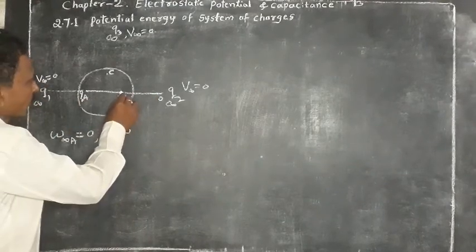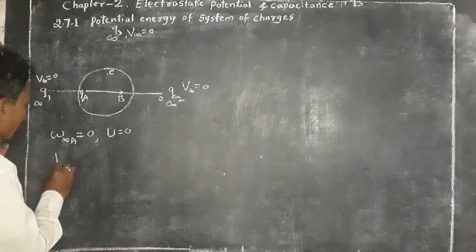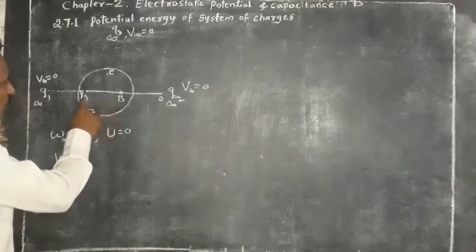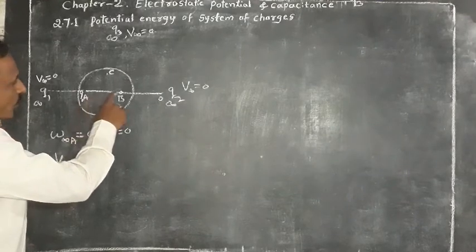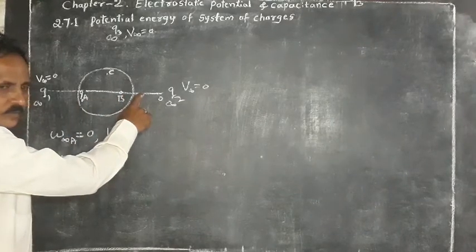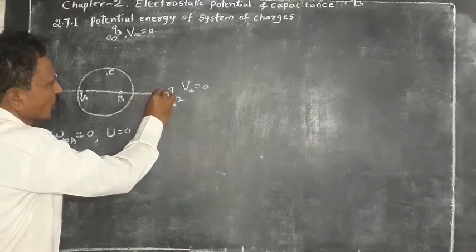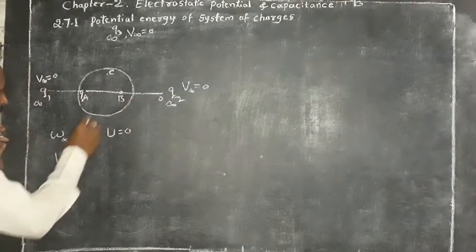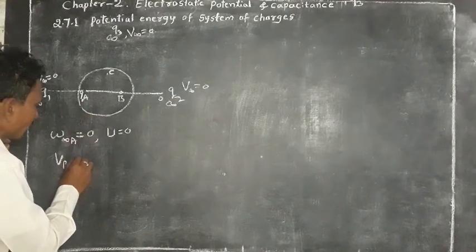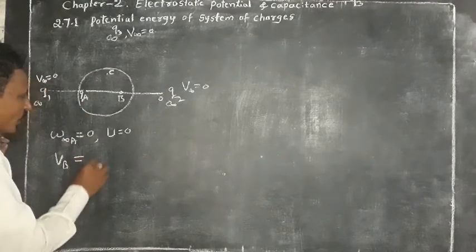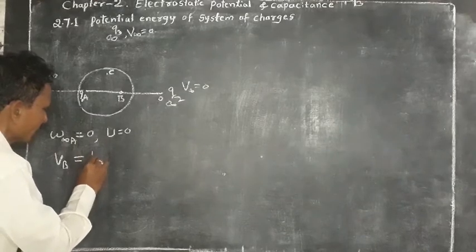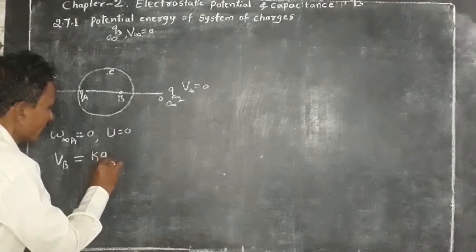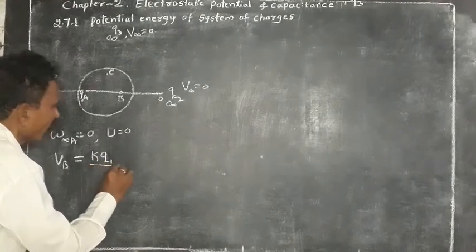And potential at B is Vb. Potential at B due to charge Q1 goes on decreasing, and it becomes 0 at O. Therefore, potential at B is equal to, as we have derived in previous classes, that potential due to a charge is KQ upon R.